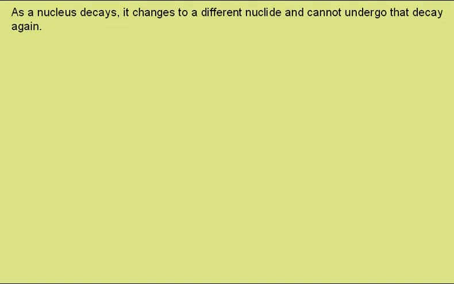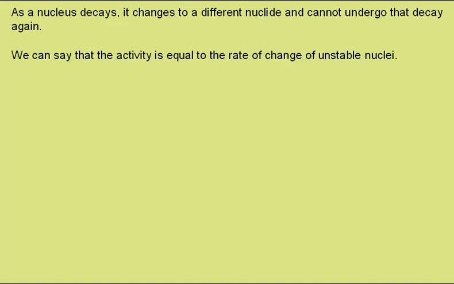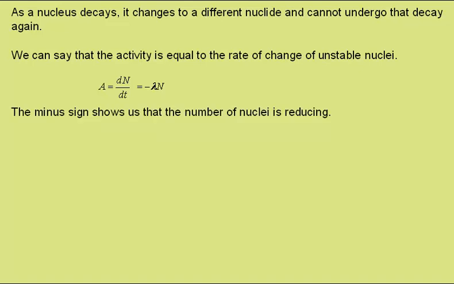As a nucleus decays, it changes to a different nuclide and cannot undergo that decay again, though it may undergo one or more different decays as part of a chain. We can say that the activity is equal to the rate of change of unstable nuclei, which we can write like this. Activity A is equal to the rate of change of nuclei with respect to time. We can write that this is equal to minus the decay constant lambda times N, the number of particles. This is what we found previously. The minus sign shows us that the number of nuclei is reducing.